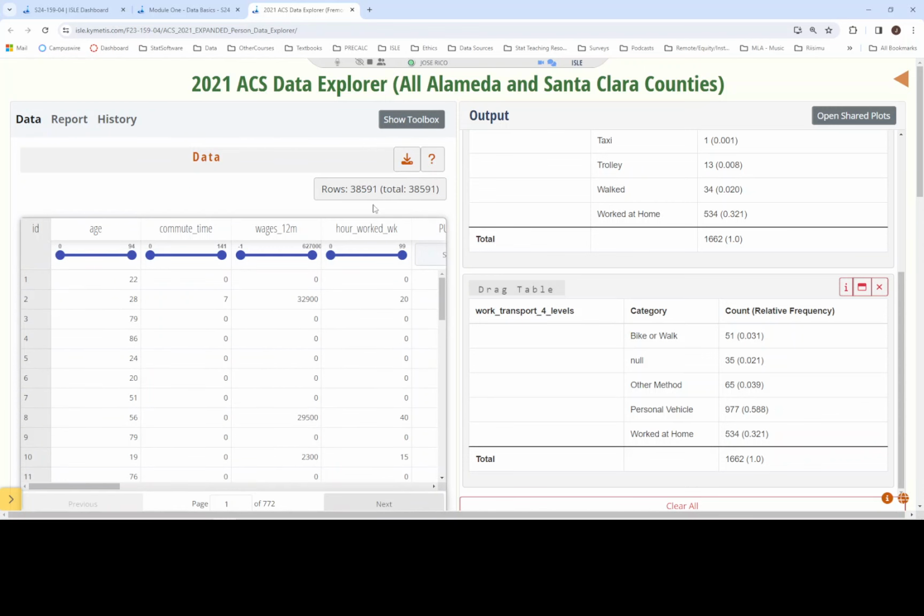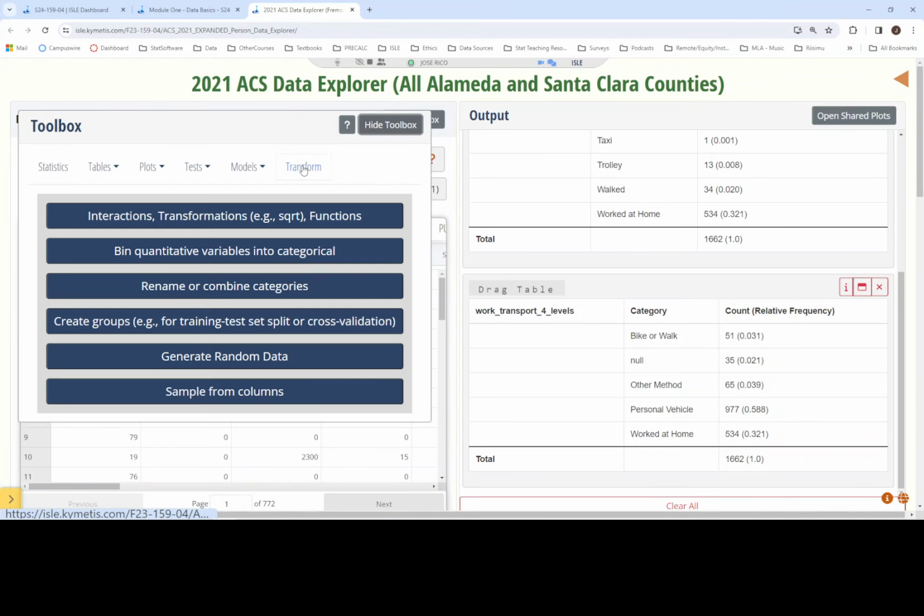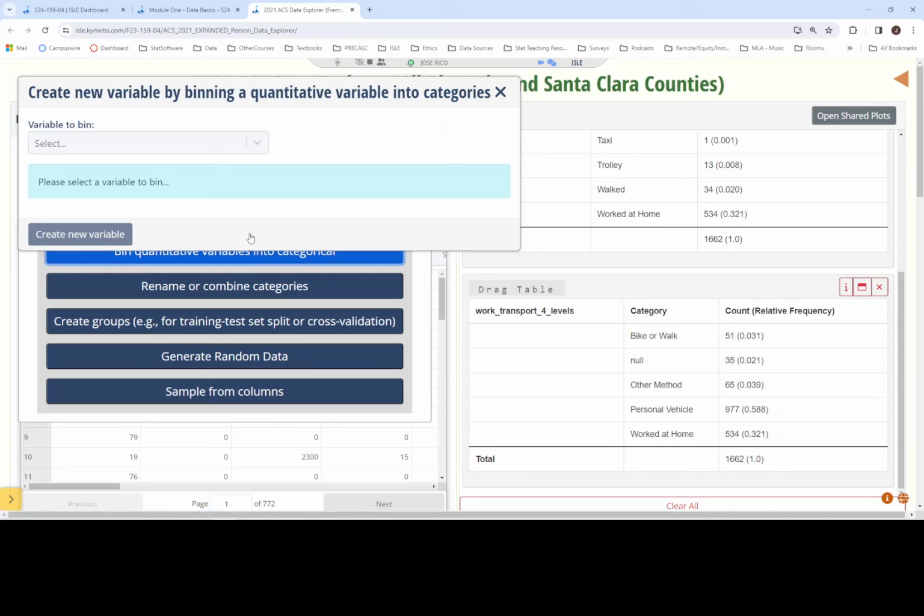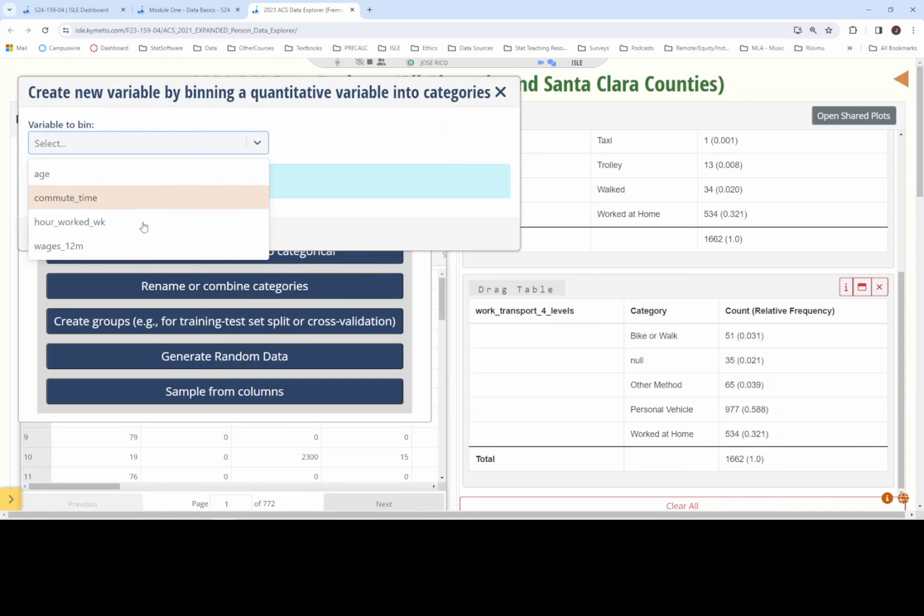So again, since we're going to do a transformation, we need to make sure we have our original data set. We're going to come here to transform. We're going to go to bin. I'm going to click over here, we're going to bin age.